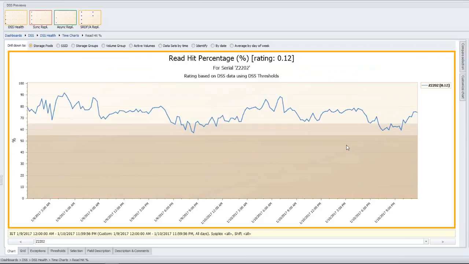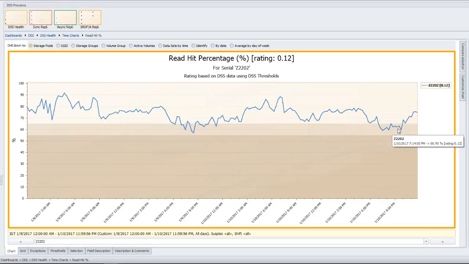So the read hit percentage is an example of where we have what are called fixed thresholds. These are built into the product. This is the embedded knowledge that we've been talking about. In the case of read hit percentage, the lower the number, the worse it is. So the thresholds are here at the bottom. This dark shaded area is what we call the performance exception threshold. If you're down in that zone, you're not achieving what your hardware is capable of. This zone up here is that early warning threshold I talked about that produces yellow ratings.